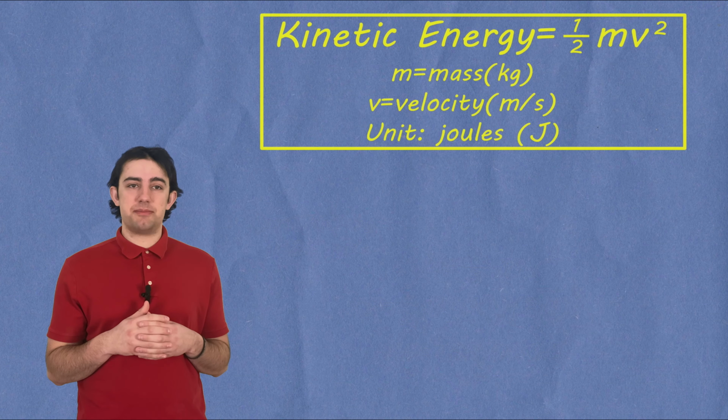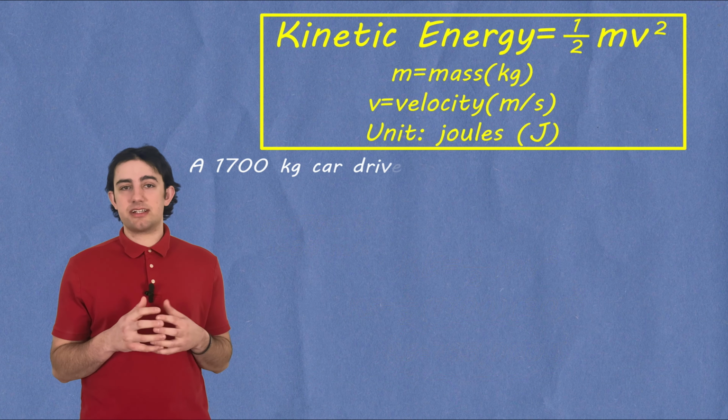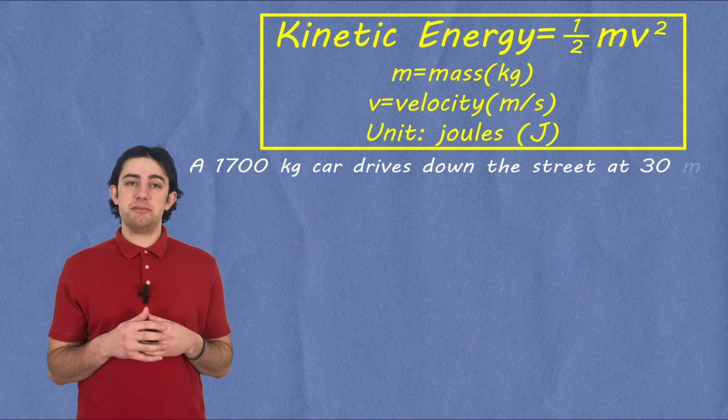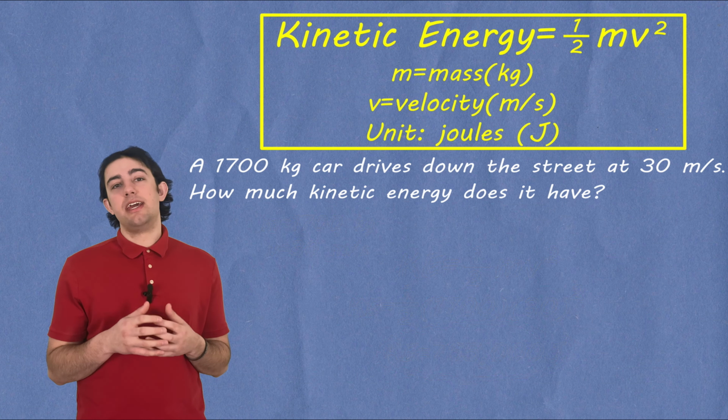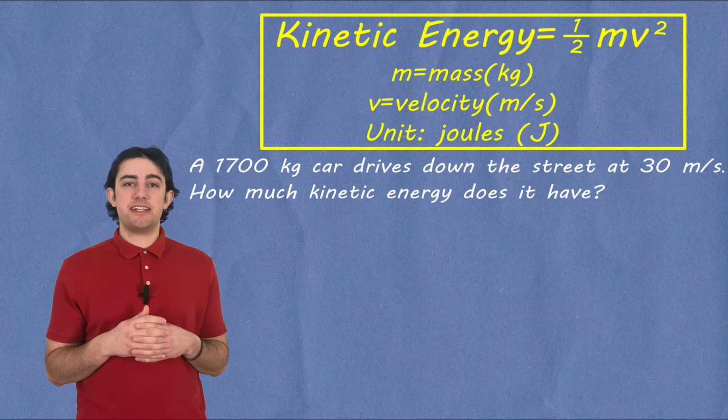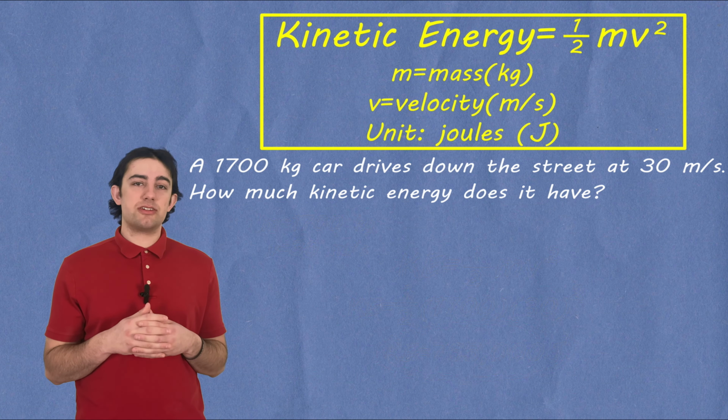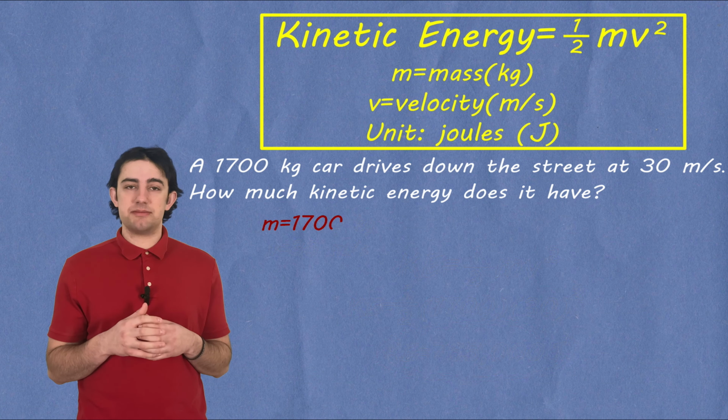Now we will look at a few example problems. The first question is: a 1,700 kilogram car is driving down the street at 30 meters per second. How much kinetic energy does it have? A good place to start is by writing down the information in the problem. We are told that the mass is 1,700 kilograms and the velocity is 30 meters per second.